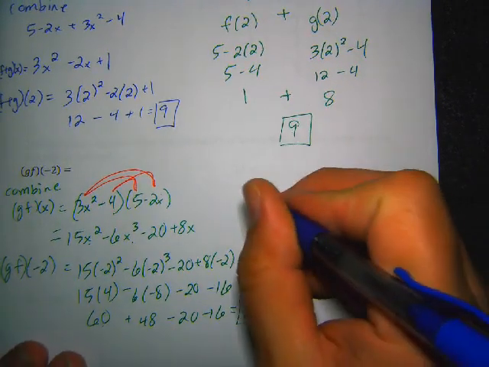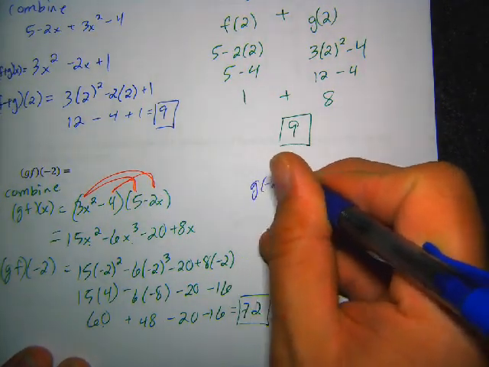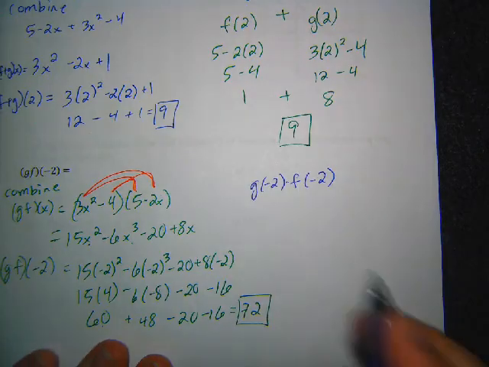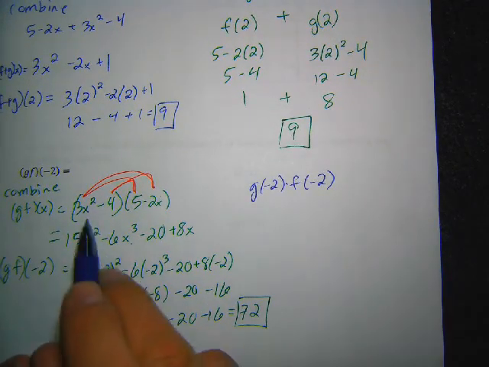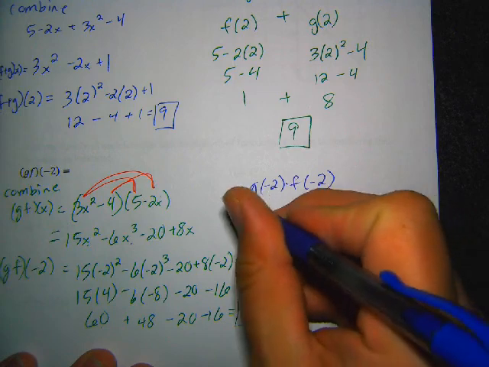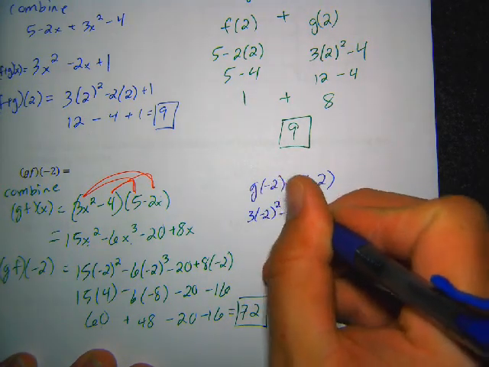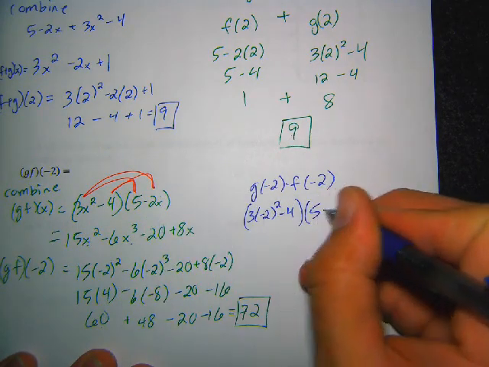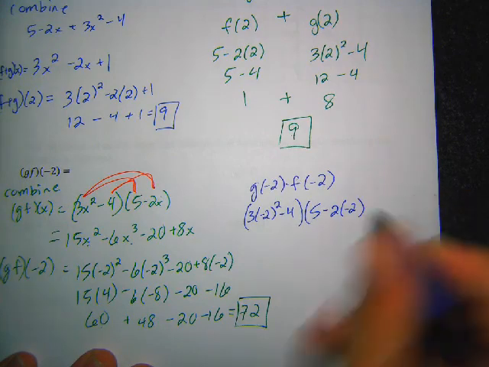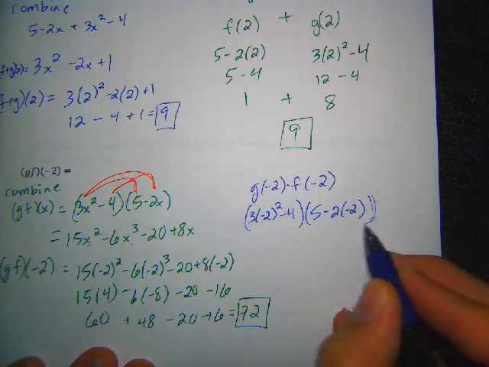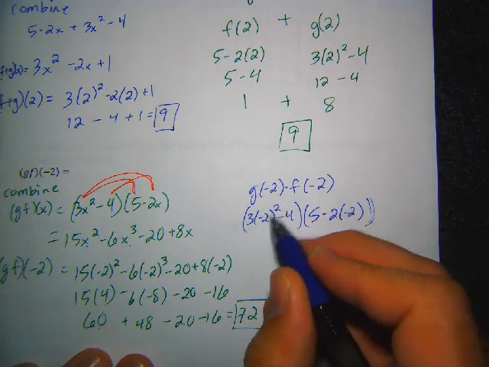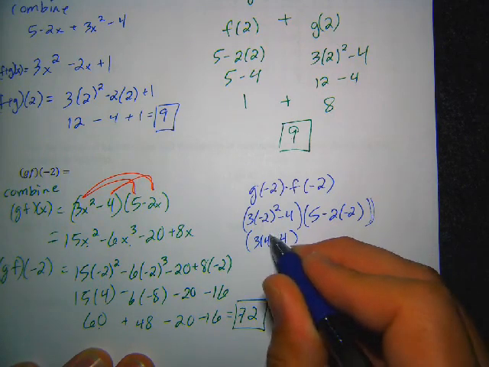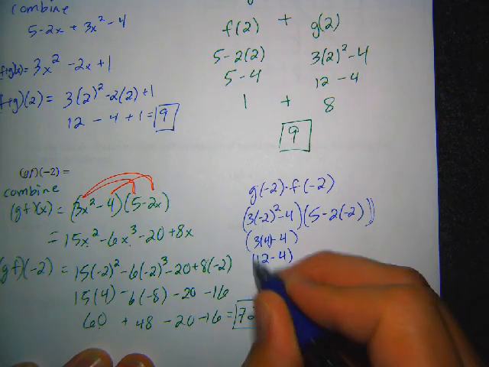If I wanted to do it separately, I would find g of negative 2 and f of negative 2, and then multiply them. That would be the other method. So g of negative 2, again the g function is 3x squared minus 4. I plug negative 2 into that, so I get 3 times negative 2 squared minus 4. Then I multiply that answer times the other one, f, which is 5 minus 2x. So I get 5 minus 2 times negative 2, because I'm plugging negative 2 in for x. I find those two values and then multiply them. Negative 2 squared is 4, so I get 3 times 4 minus 4. 3 times 4 is 12, so 12 minus 4 gives me 8.